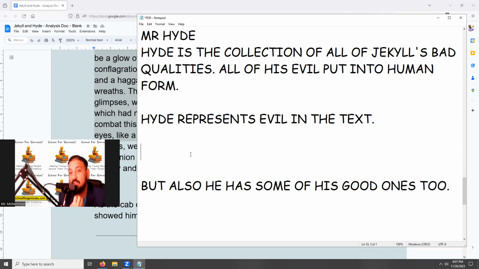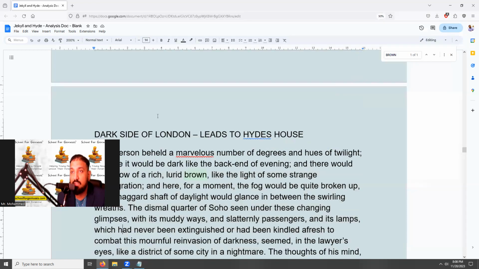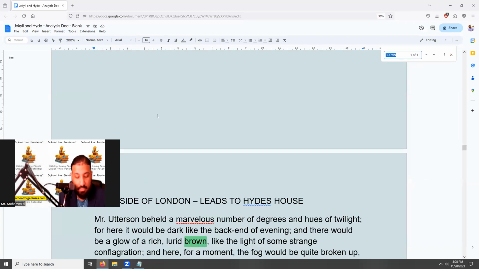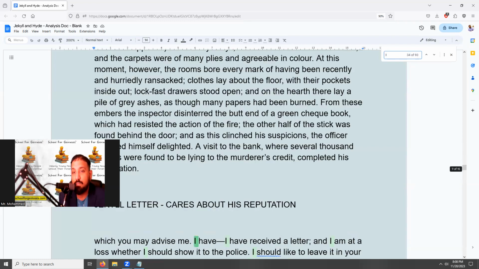Hyde is that when these bad qualities are taken out of Jekyll, it's not just the bad ones that are taken out of him, but also some of his good qualities travel through and manifest as Hyde too. So you'll see in the text parts of Hyde which are, not necessarily good, but he has some gentlemanly qualities. Let's see if I can find you a quote here.